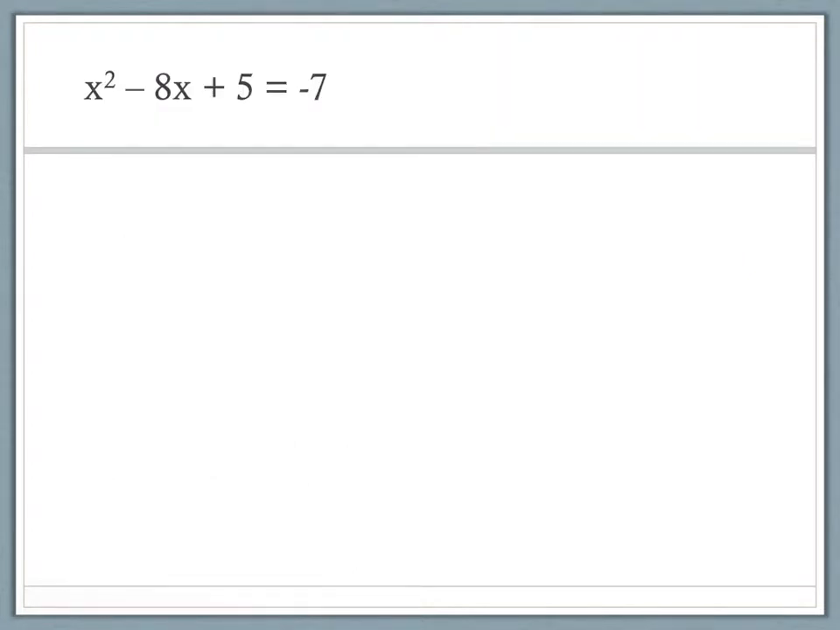Okay, guys, here's our first example. I'm going to check for a GCF. There's not a GCF that goes into all those numbers. So I'm going to go ahead and go to the next step, which is get x and x squared by themselves. So I'm going to have to subtract 5 from both sides. I'm going to be left with x squared minus 8x, and I'll leave a blank, equals negative 12.